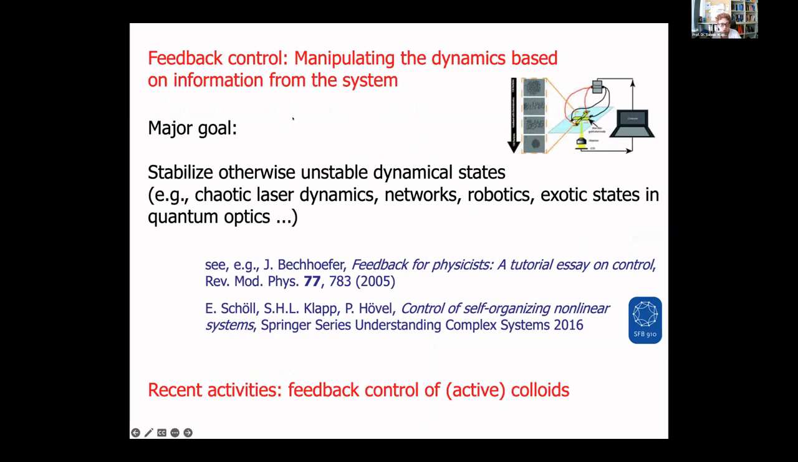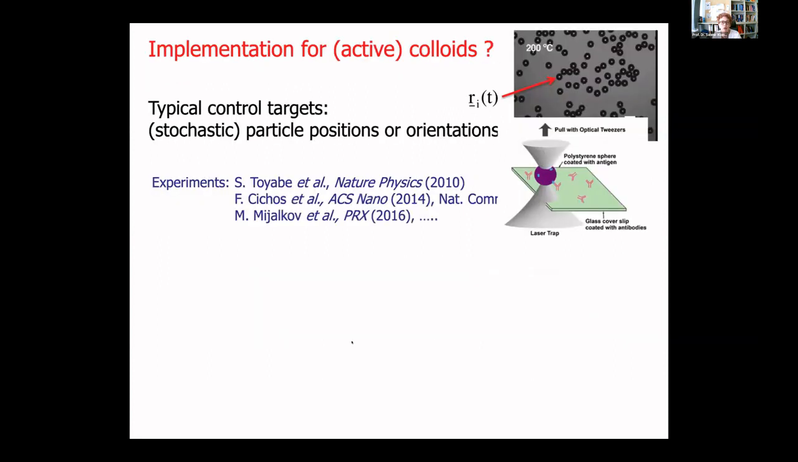system. And this is a concept which traditionally was used in fields like robotics, for example, laser dynamics, for example, to control chaotic laser dynamics, or even satellites, macroscopic systems. But it's also used to stabilize, for example, exotic states in quantum optics. So there are quite many areas of research nowadays, and here I'm giving two larger reviews on that. More recently, people started to apply these concepts on colloidal systems, including active colloids.